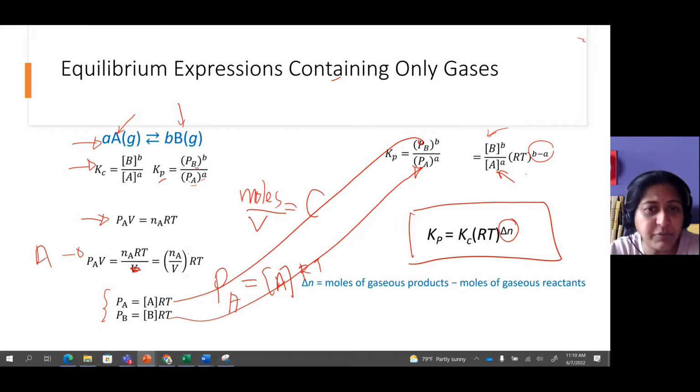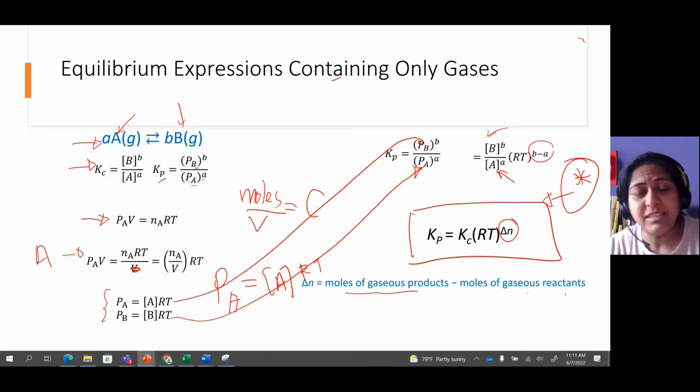These are the stoichiometric coefficients found in the balanced chemical equation. Yes, delta n is the moles of gaseous products minus the moles of the gaseous reactants. This is the relationship between Kp and Kc. Kp equals Kc (RT) raised to the power of delta n, where delta n equals the moles of gaseous products minus the moles of the gaseous reactants.